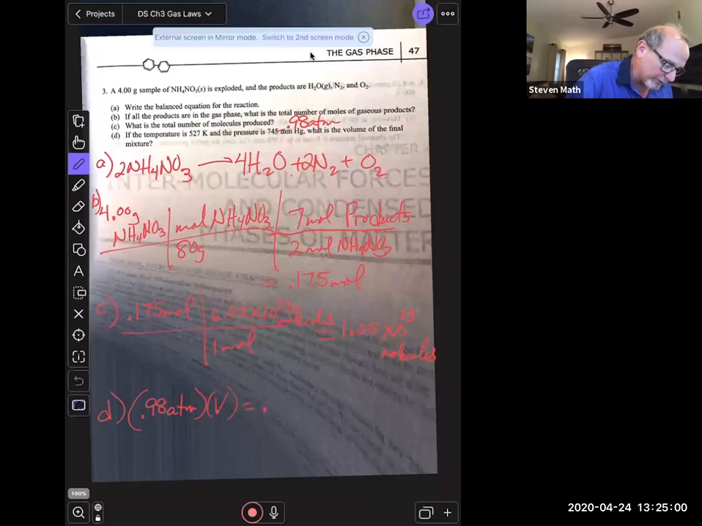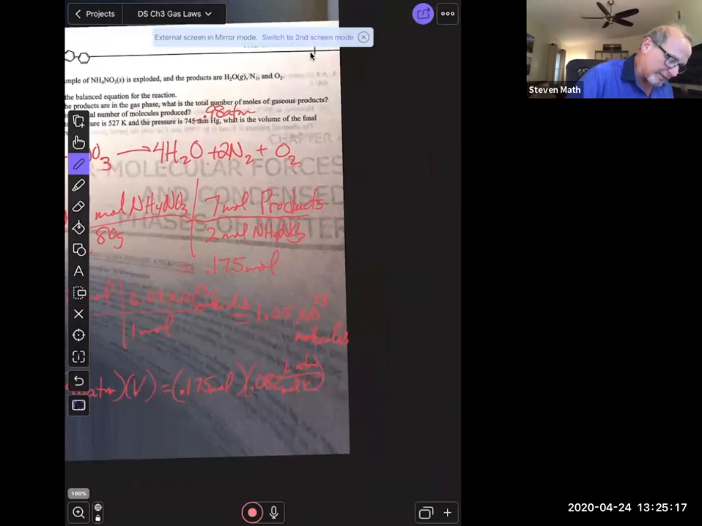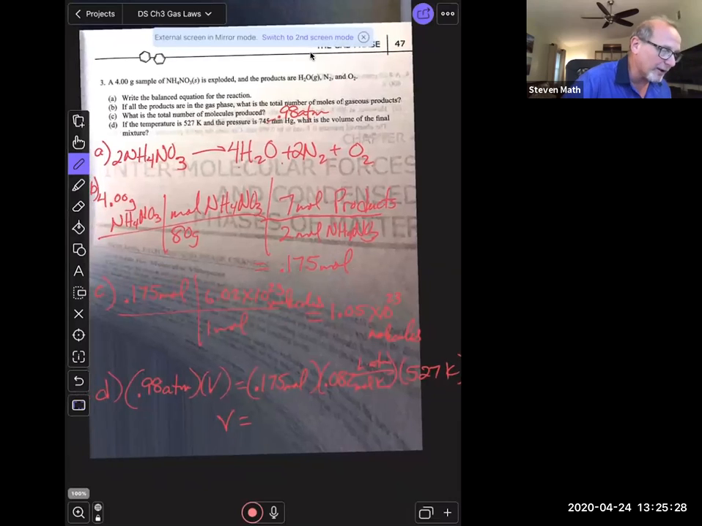V equals N, which is the 0.175 moles, R, 0.082 liter atmospheres per mole Kelvin, and my temperature was 527 kelvins. V for this ends up being 7.56 liters. So there you go, 3 gas law problems.